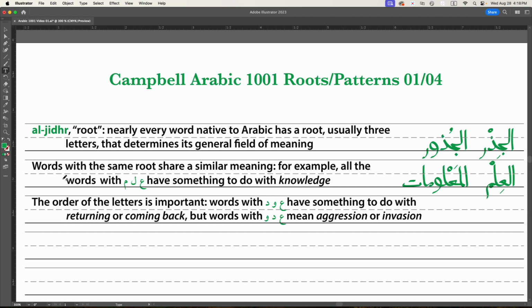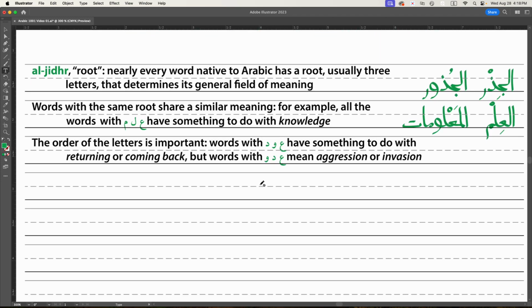The order of the letters is actually important. So for example, we have ayn, lam, mim means knowledge, but ayn, mim, lam means to work or labor. So if you swap the last 2 letters, it's going to make it mean something completely different. So you've got to watch out for that. Another example is words that have ayn, waw, dal in them have something to do with returning or coming back, but words with ayn, dal, waw mean aggression or invasion. So be careful about that. It's very characteristic of students at the intermediate level to accidentally transpose the second 2 root letters and come up with these really bizarre readings of things. I used to drive my own professor crazy with these.